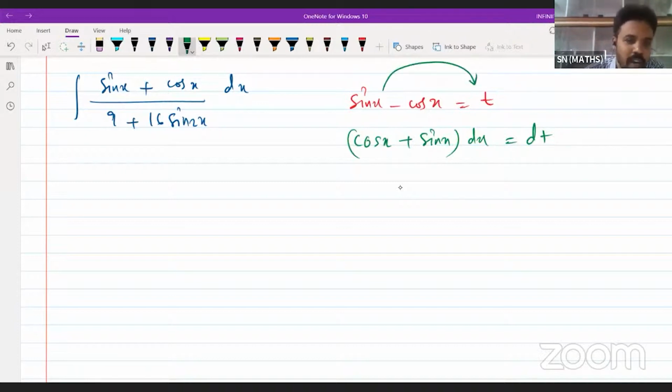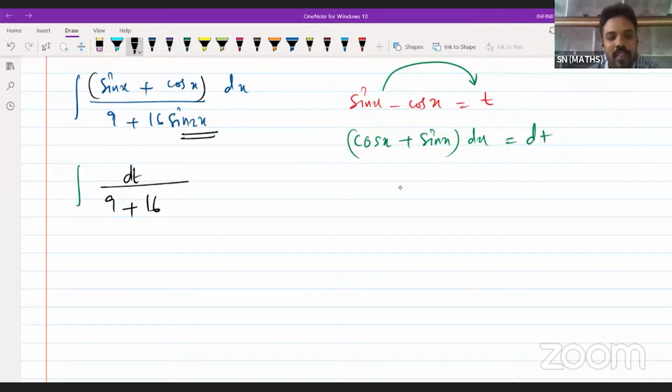Listen here. The (sin x plus cos x) dx, we already got as dt. So dt over 9 plus 16 sin 2x is there. But when we are changing x in terms of t, we should not write x again here. That means our task is to convert sin 2x in terms of t.